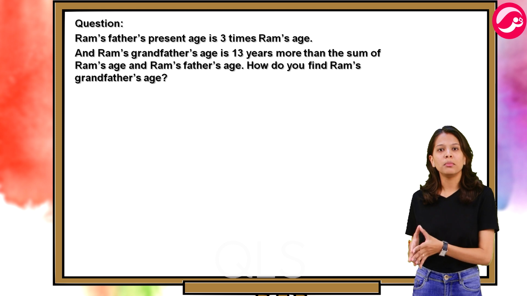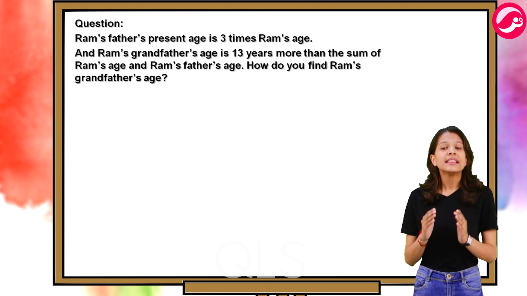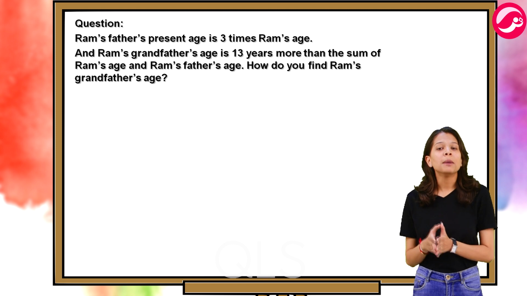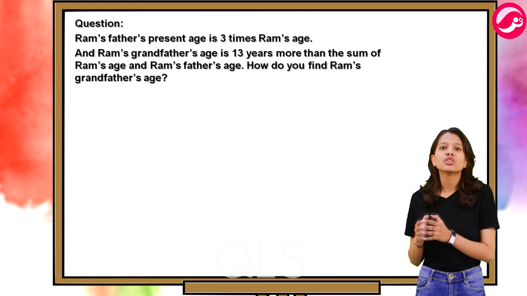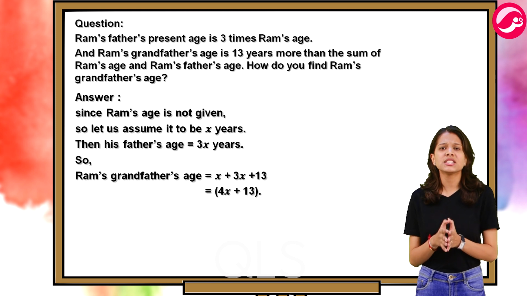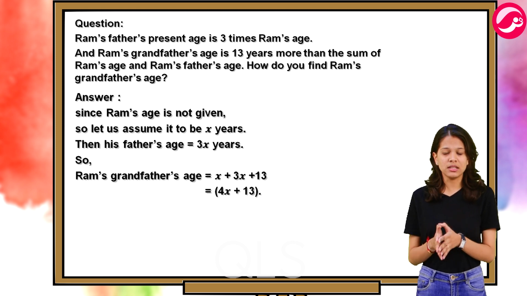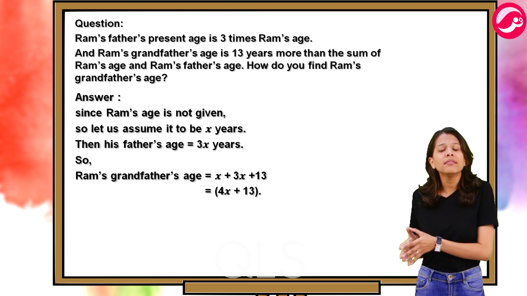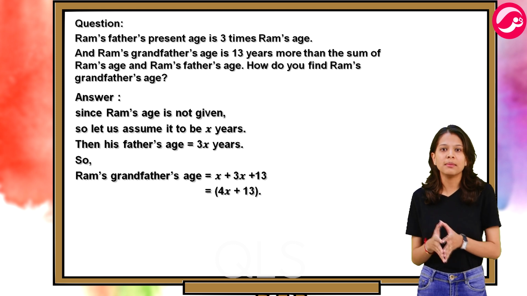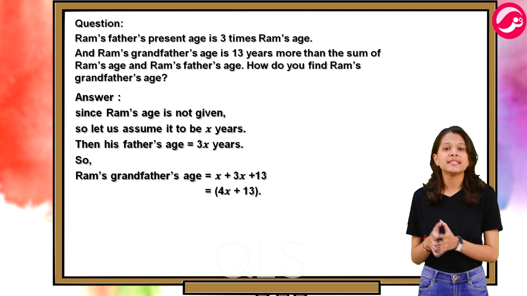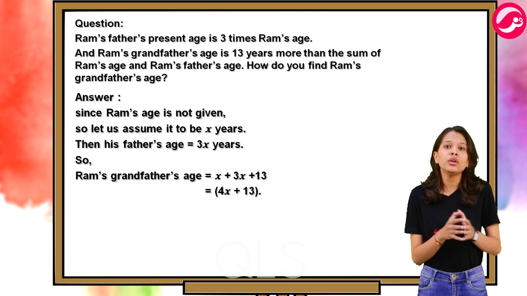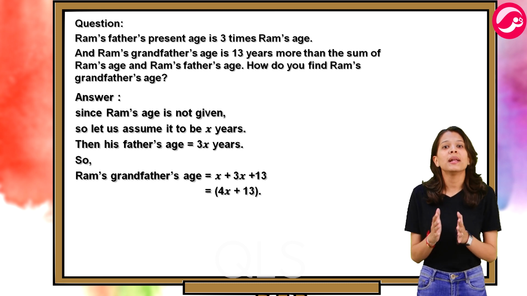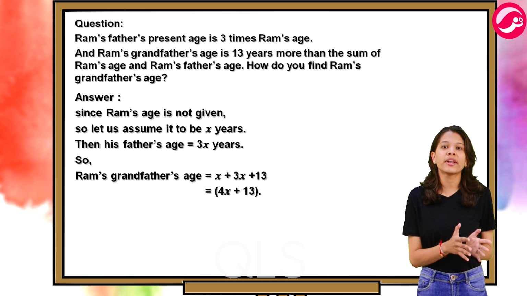Now consider the following problem. Ram's father's present age is 3 times Ram's age, and Ram's grandfather's age is 13 years more than the sum of Ram's age and his father's age. How do you find Ram's grandfather's age? Since Ram's age is not given, let us assume it to be x years. Then his father's age will be 3x years. To find Ram's grandfather's age, we take the sum of Ram's age, that is x, and his father's age, that is 3x, and then add 13 to it, through which we get x plus 3x plus 13, which is equal to 4x plus 13.